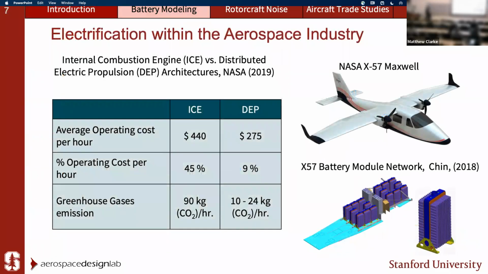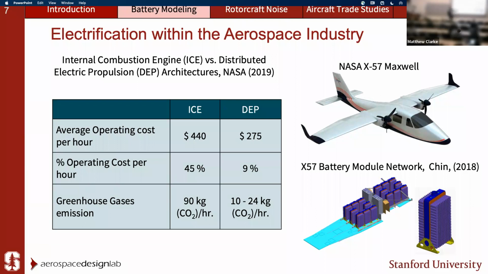So let's first dive into electric aircraft. Where are we? I think this audience already knows that it's not a question of if, but when, electric aircraft will be integrated into our society. NASA summarizes the advantages in this table. There are several, but at the system level, you can see that distributed electric propulsion obviously outweighs the internal combustion engine. And in terms of operating cost, it's about a fifth.